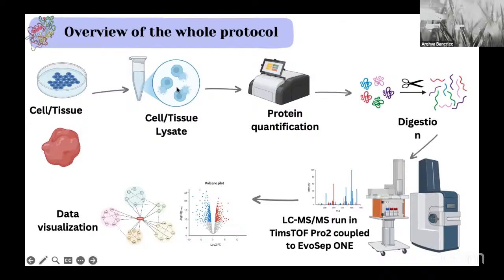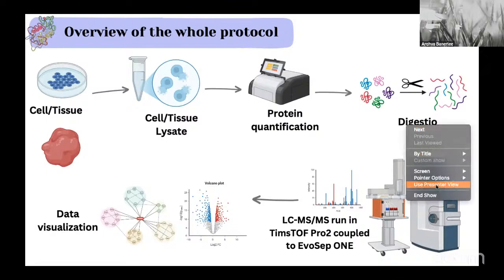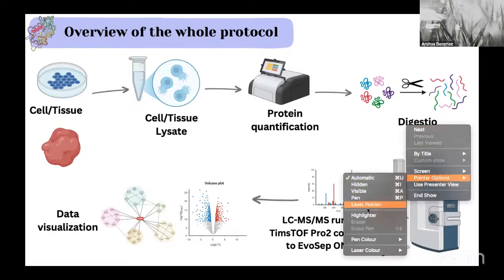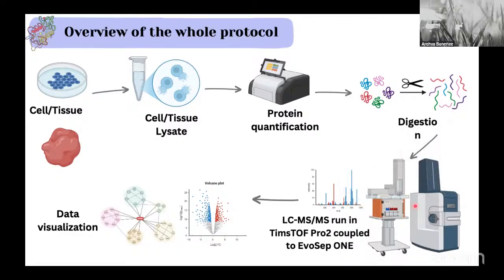Once the tissue lysate is prepared, the proteins are quantified. Once the proteins are quantified, we go for the simple step of digestion. And once the digestion has been done and peptides are isolated, we generally go for the HRMS acquisition, followed by the data analysis and visualization.